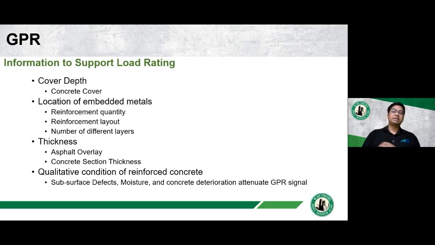So the different pieces of information that can be derived from ground penetrating radar or GPR are concrete cover depths, reinforcement quantity or the layout of the reinforcement. We can also detect the number of different reinforcing layers present. We can also probe thickness values, in terms of what is the thickness of, let's say, an asphalt overlay or what is the concrete section thickness. And interestingly, ground penetrating radar also gives us the ability to probe the subsurface degradation mechanisms happening. Maybe it can probe into the presence of moisture or presence of delamination or deterioration, which can lead to the attenuation of GPR signals. GPR can also give you an idea into that.